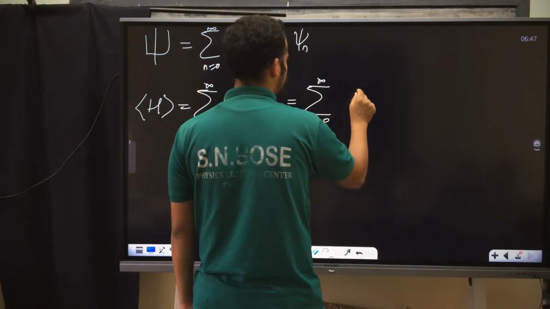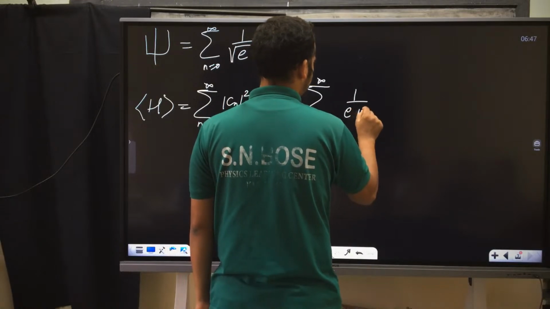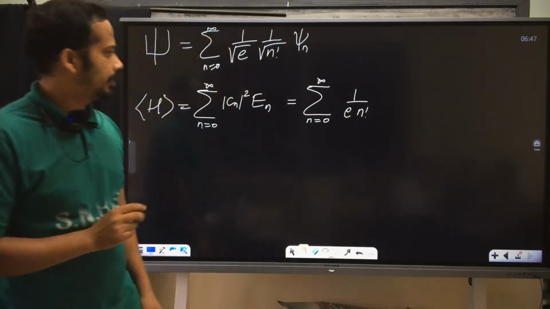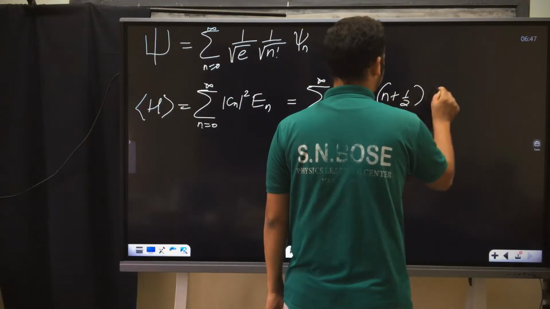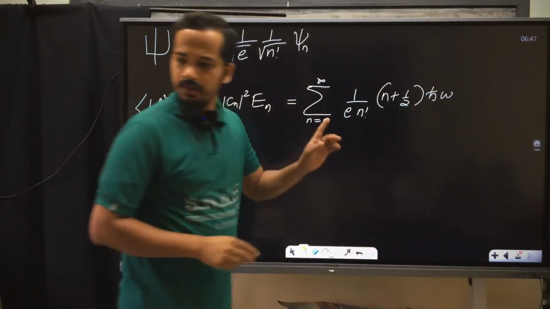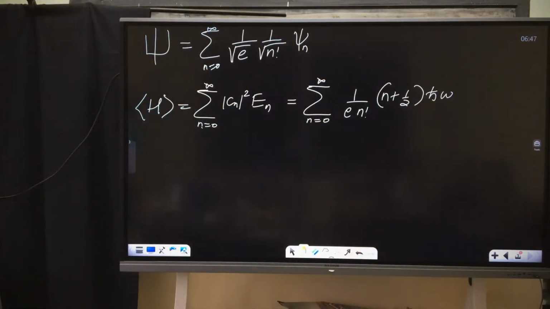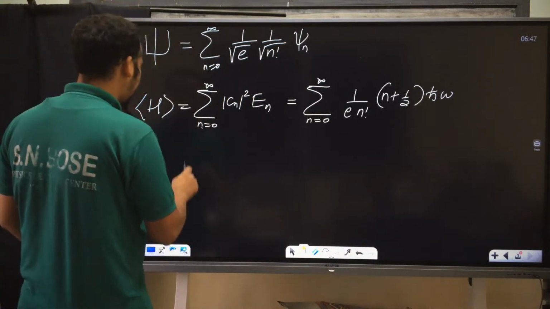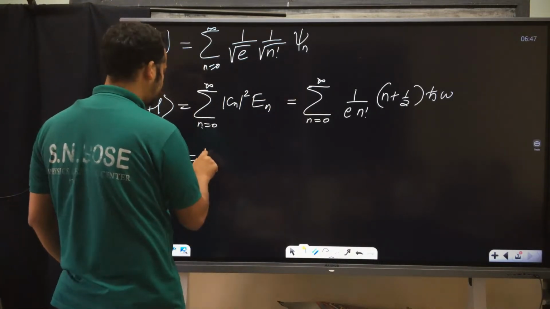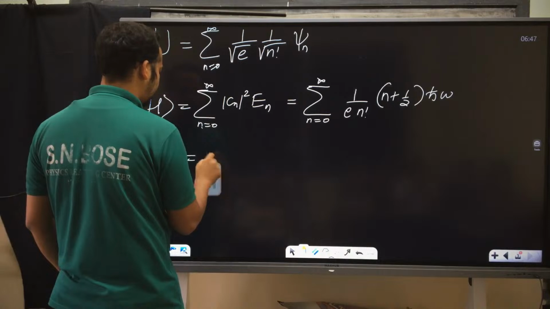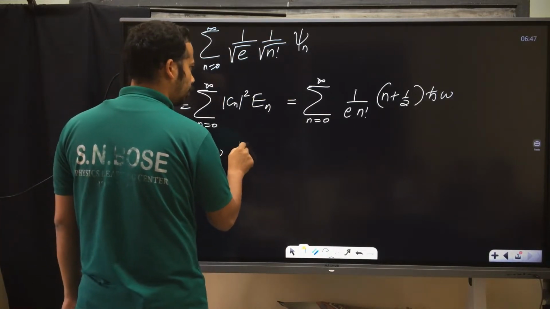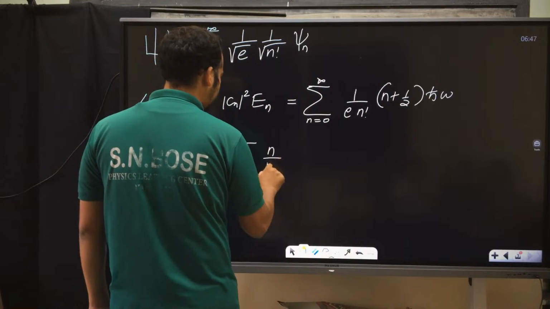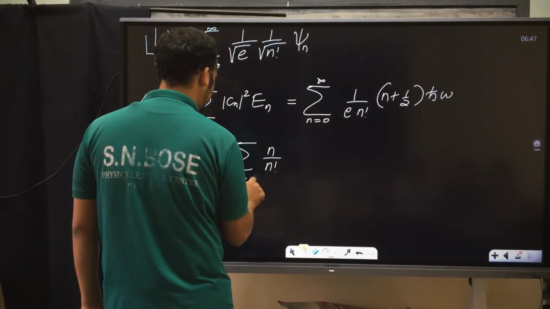What is mod Cn square? 1 by e into n factorial, am I right? Into (n plus half) h bar omega. Here you may need a bit of an idea. You may quickly think what the summation is. 1 by e outside, h bar omega outside. One of the summations is n by n factorial.